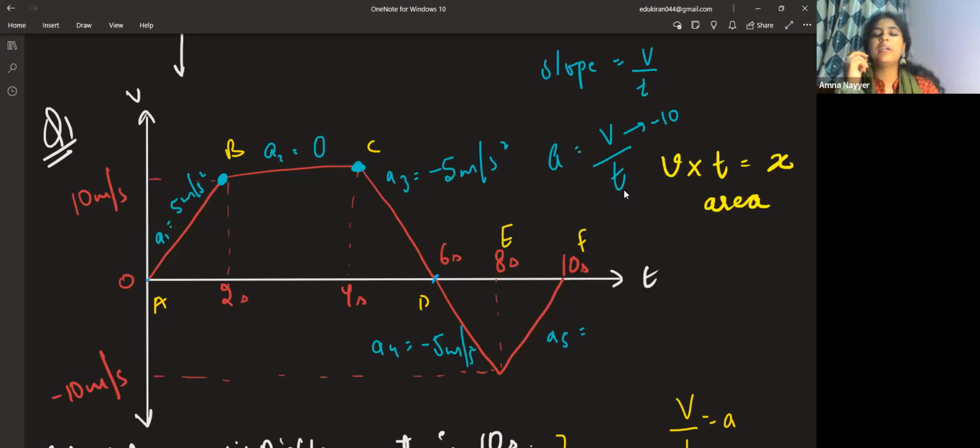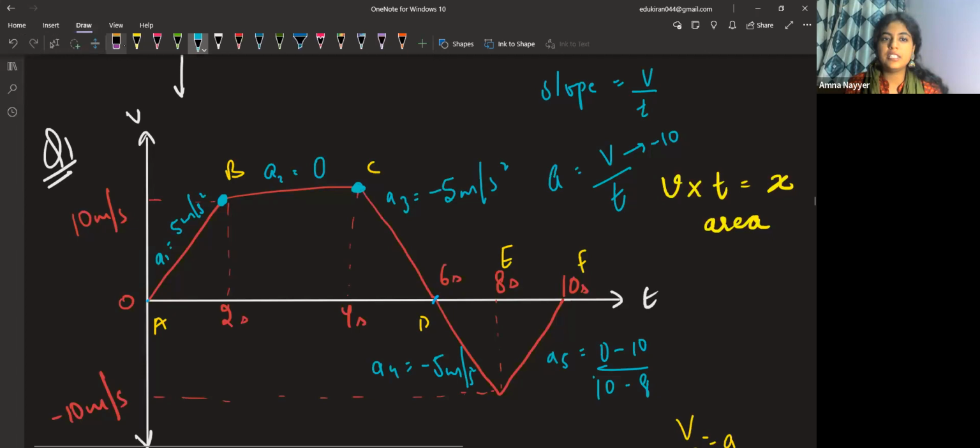Why aren't you doing it as final minus initial divided by time? Look here, minus 20. What is the final time between E to F? The body has started moving from point E at minus 10 to F. So final point is 0. Final velocity is 0. What was the initial velocity here? Now initial velocity becomes minus 10. And what is the time duration? 10 minus 8. Right? This is how we consider.